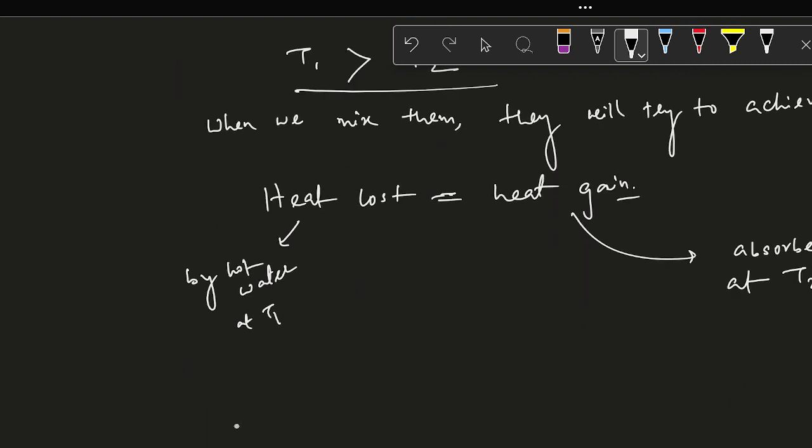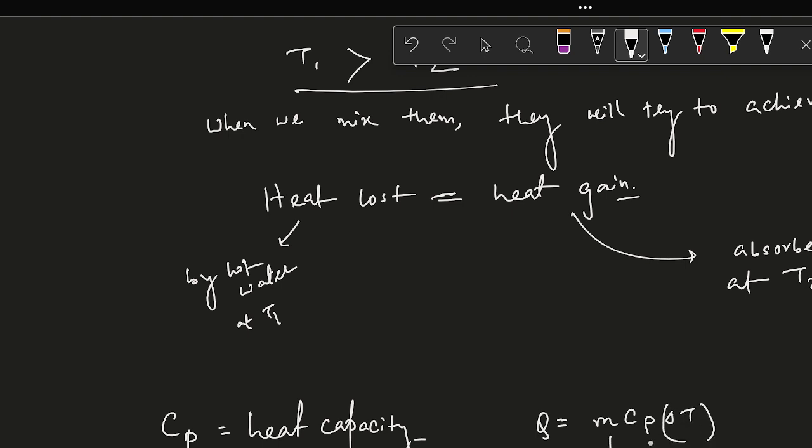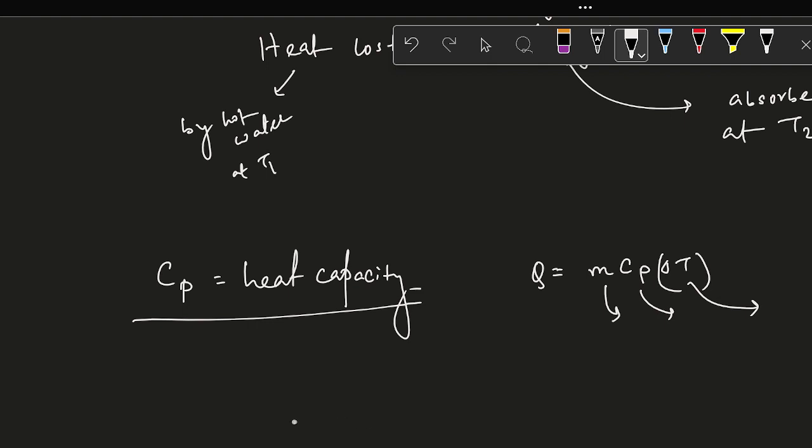Okay. So in case of water, because this is a constant pressure process, we can define the heat capacity as C subscript P. This is the constant pressure specific heat or heat capacity, that is Cp, and the mass is given as m. So we know that heat Q equals m Cp delta T. That means mass of the system, specific heat, and the change in temperature. So in this case, the heat lost by the water body at temperature T1.